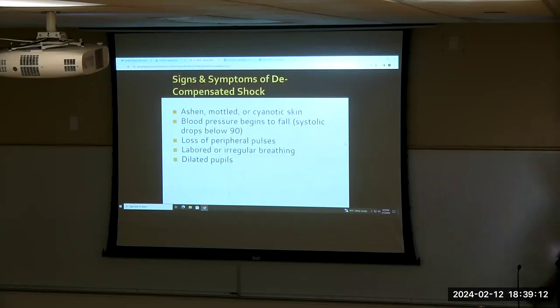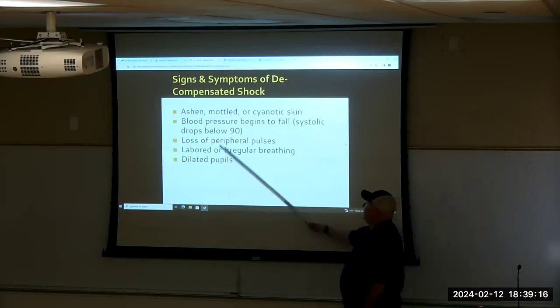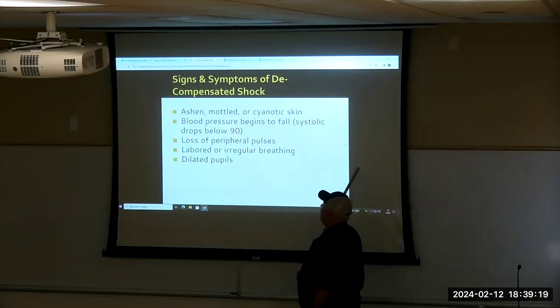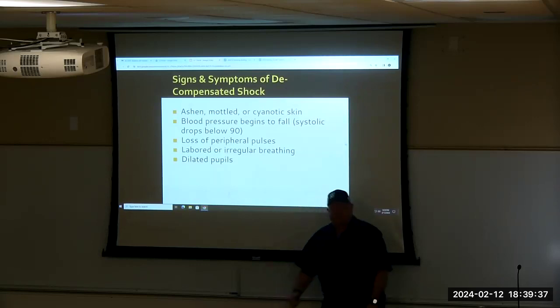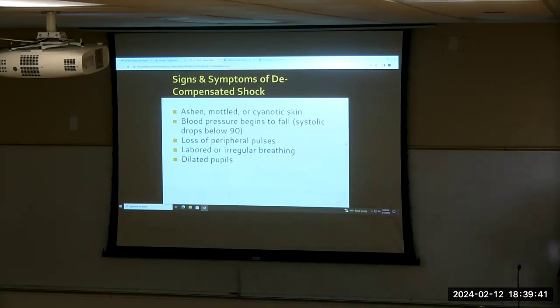So how do you know when someone's crashing, which we call decompensated shock crashing? Their skin becomes ashen, mottled, or blue. Systolic blood pressure starts to dive. You lose your peripheral pulses. Labored, irregular breathing. Pupils are fully dilated from all the epinephrine that's been released. And shortly after that, the Grim Reaper appears.